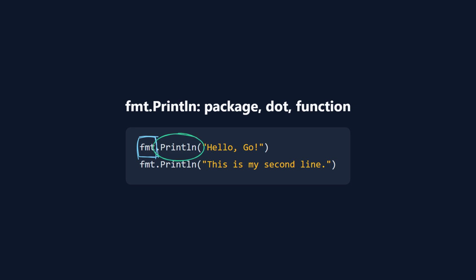Now notice something small but important. Println starts with a capital P. That is not decoration. In Go, a name that starts with a capital letter is exported, which means other packages are allowed to see it and use it. A name that starts with a lowercase letter is private. It can only be used inside its own package. So Println has a capital P for exactly one reason. The fmt package wants you to be able to call it.